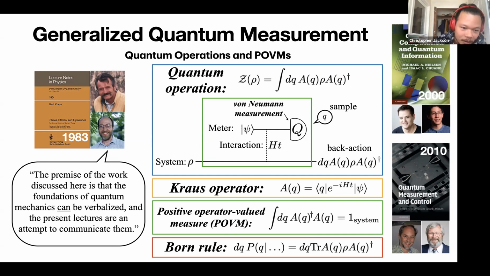I really like this quote from Wouters, who wrote the preface of this set of lectures. In it, he says the premise of the work discussed here is that the foundation of quantum mechanics can be verbalized, and the present lectures are an attempt to communicate them. Something you're going to notice as the talk goes on is that I have a strong opinion that identifying observables with self-adjoint operators was kind of a mistake. It's a mistake because it makes it hard for us to verbalize the theory. The way we use the word observable is not how we would use it in a general sense. There are other words we use in a very strict way that maybe we'd want to soften. So I'm very inspired by this preface. Never met Wouters or even seen him in action, but he wrote good papers. Are there any questions there?